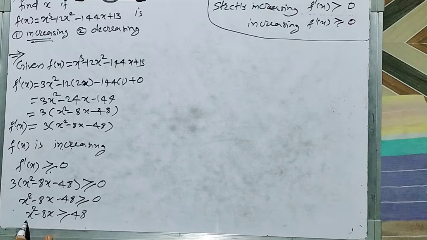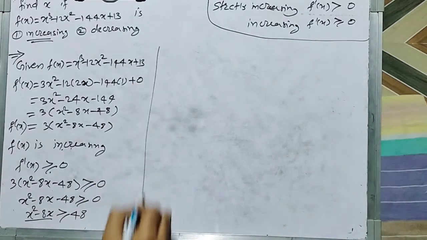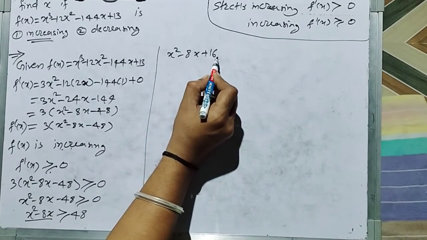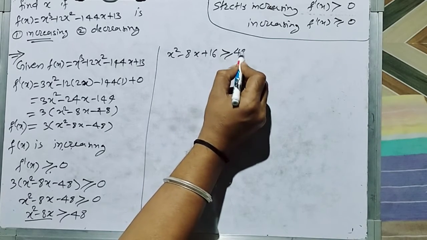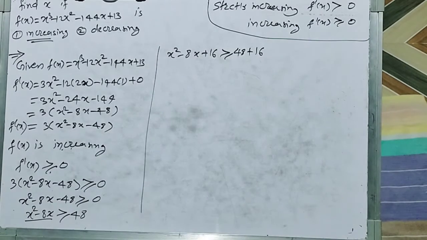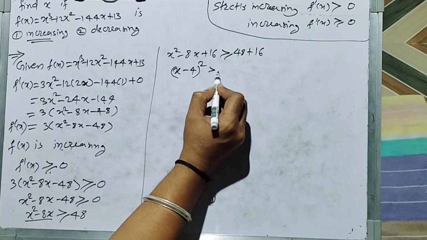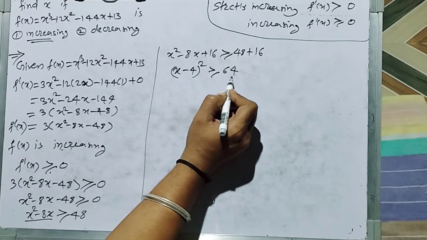Now here we make perfect square. It means half of coefficient of x, 8 by 2, means 4. So square of 4 means 16. We add 16 on both sides. So here x square minus of 8x plus 16 is greater than or equals to 48 plus 16. So here this value is x minus of 4 square of this one is greater than or equals to 64.